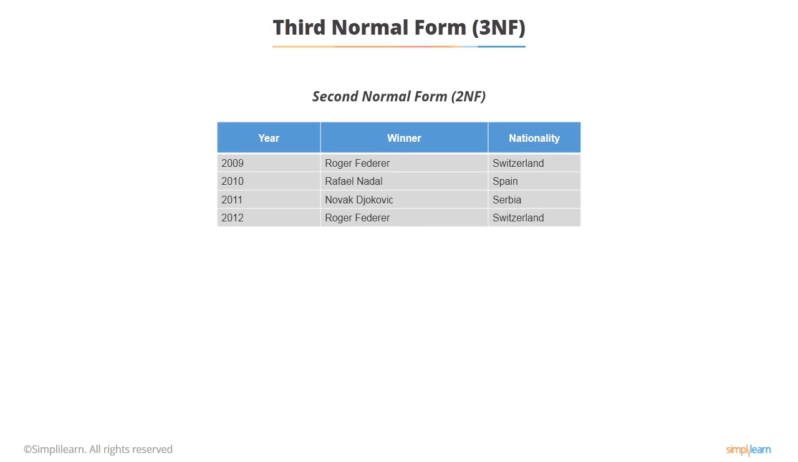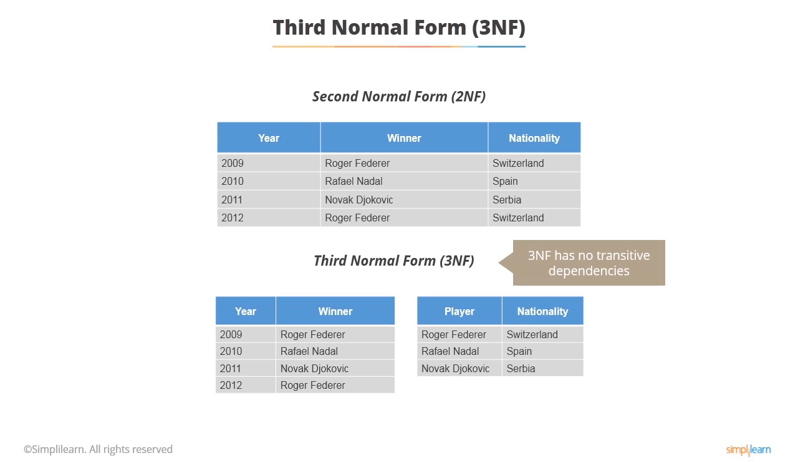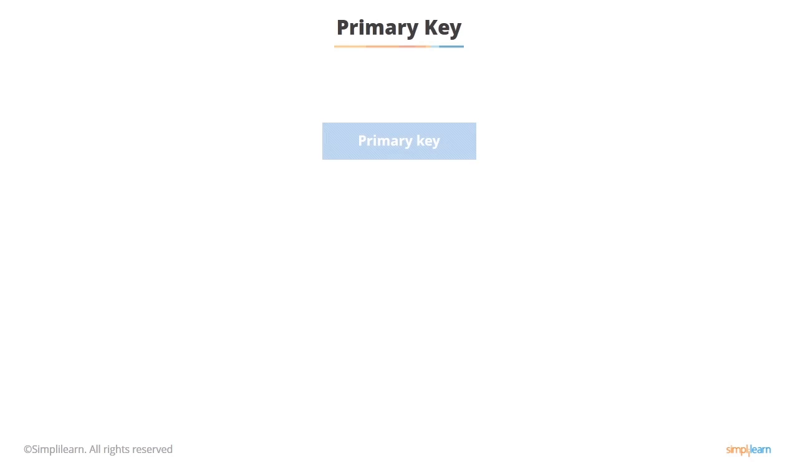So let's have a look at an example. Here we've got a second normal form database. It's based on the Wimbledon results, so we've got year, winner, and nationality. If you look at that second normal form, it's not third normal form because the nationality is not dependent on the key, which is the year. So what we need to do to make it third normal form is split that out. We've got the year and the winner, which is fine, and then a second table with the player's nationality. That gets rid of that duplication, and also gets rid of that transitive dependency which we had before.